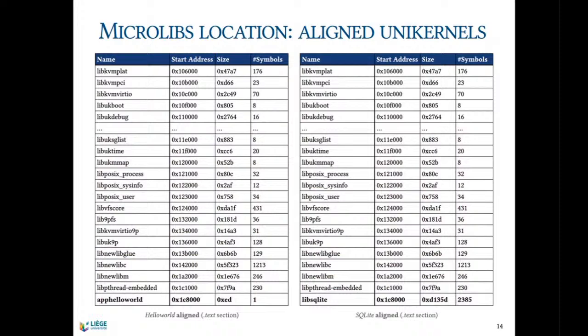Now, if we consider aligned unikernels, we can observe in these two tables that the same microlibs in both instances start exactly at the same addresses. And we will see in the next slide that this has a very good impact on the memory sharing.